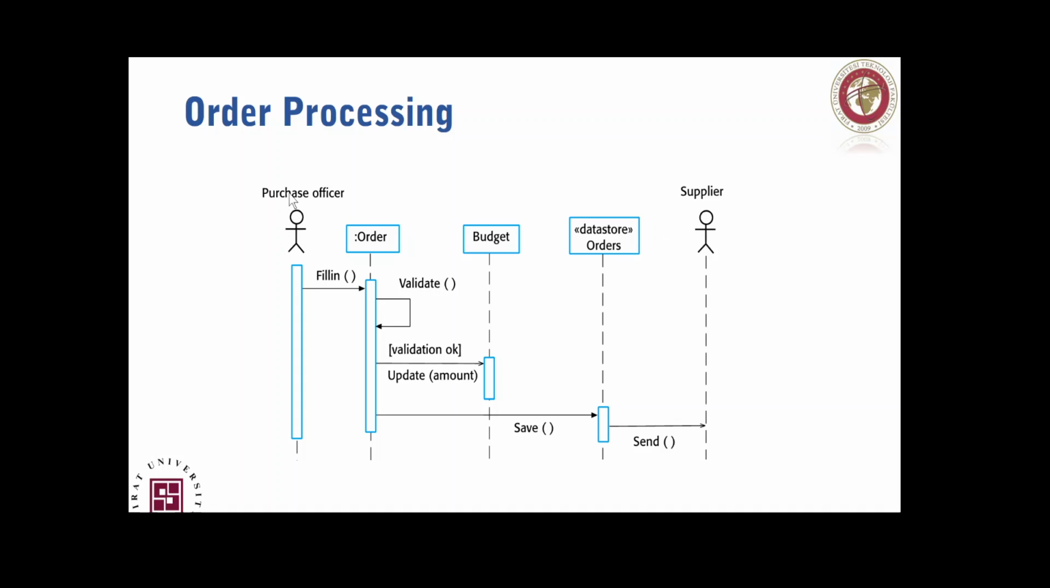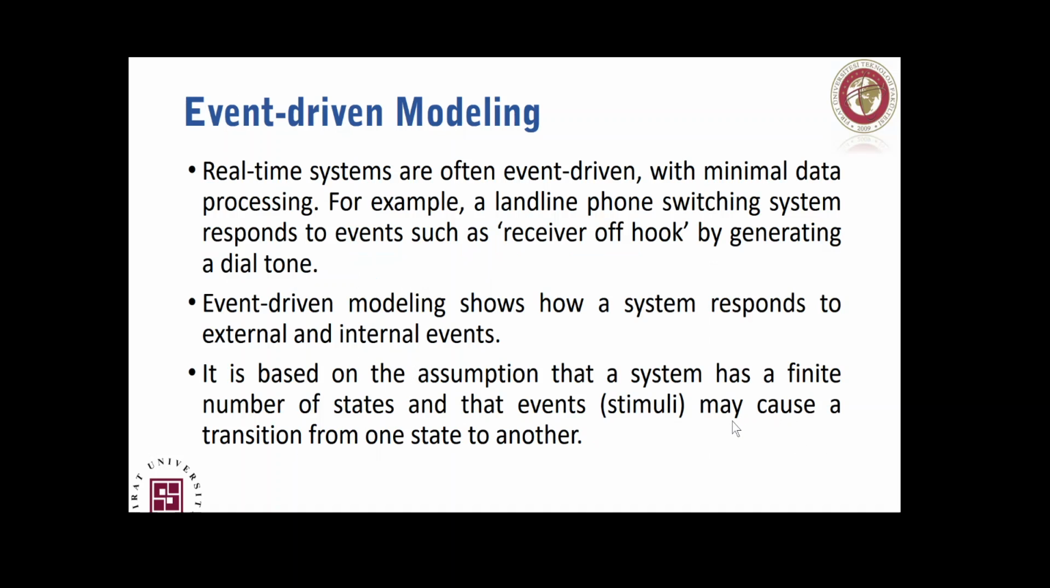So the purchase officer and the supplier could be automated, not human beings, but they may also be human beings. This is another way of representing the behavior of the system while processing an order. We just go from left to right, without considering anything from right to left, like the flow of a staircase.